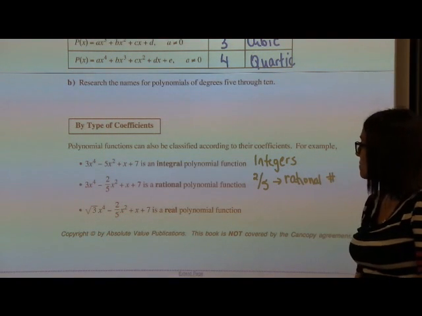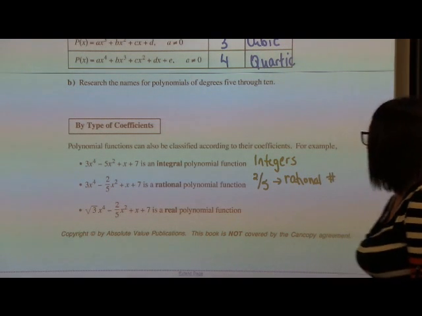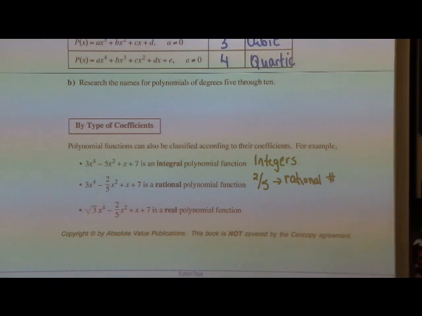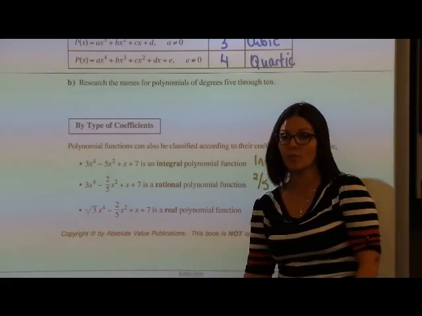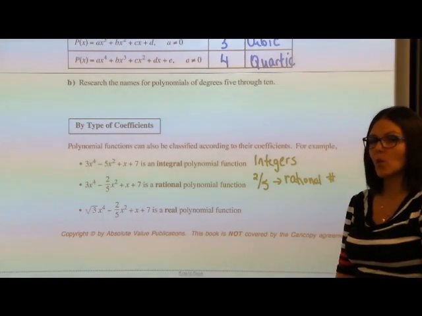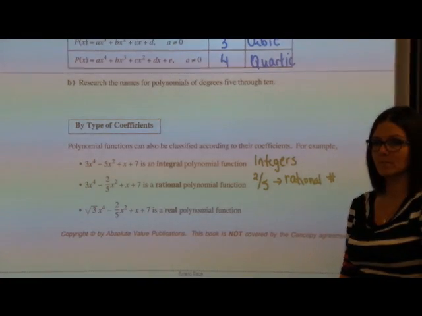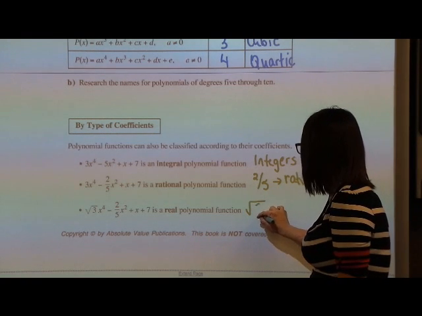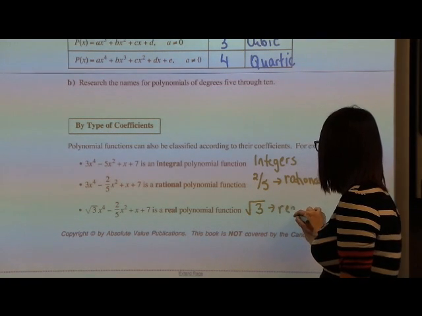And then the last one, root 3 x to the power of 4 minus 2/5 x squared plus x plus 7 is a real polynomial function. Why is it a real polynomial function? Is the root 3? Yeah, root 3 is a real number.